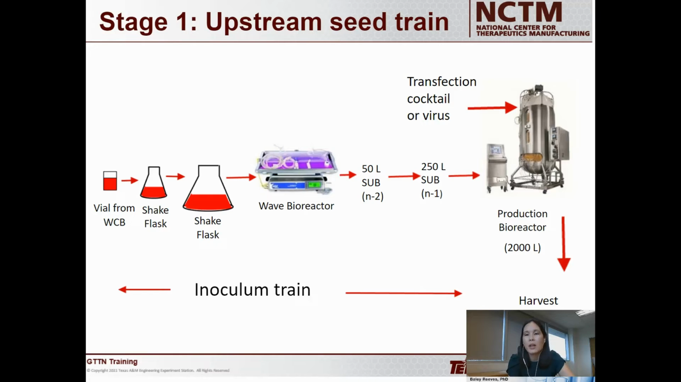Once you get to your production bioreactor, again, you're still growing up those cells. You want them to be healthy. And then once you get to your optimal density, you will then transfect those with a cocktail virus. So it's only in your production bioreactor that you're actually doing that triple transfection.